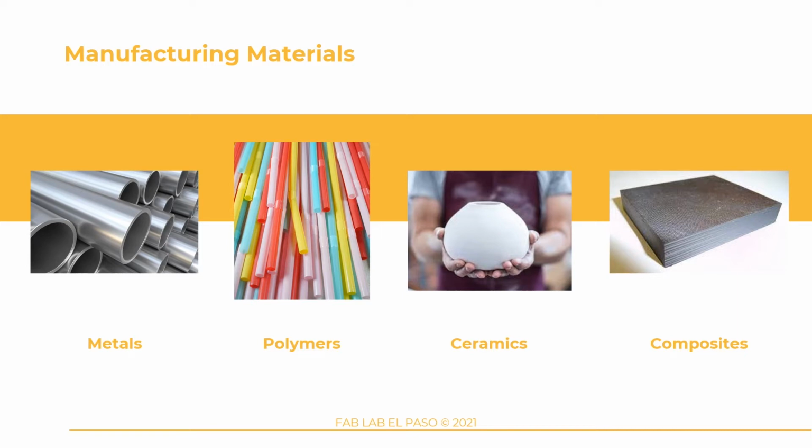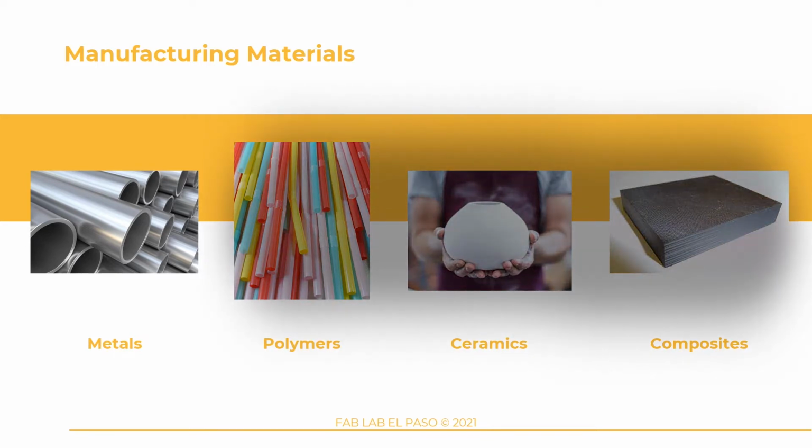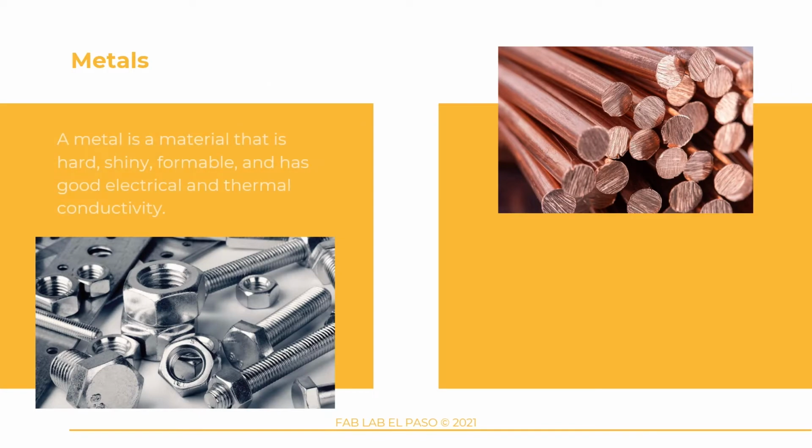Now that we have talked about the manufacturing process, we will discuss the different manufacturing methods available for metals, polymers, ceramics, and composites. In this video, we will focus on metals. So what is a metal? A metal is a material that is hard, shiny, formable, and has good electrical and thermal conductivity.